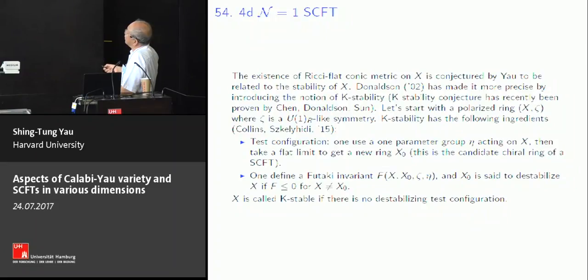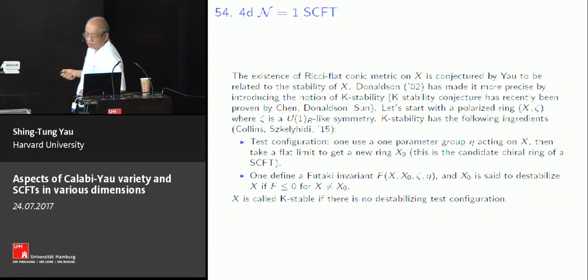Tristan Collins has been working with me in the last few years, so I learned from him about all this development. First of all, you take a test configuration. It's similar to the stability for vector bundles. You use a one-parameter family eta acting on X, then you take a flat limit to get a new ring, X0. So this will be a candidate chiral ring of a superconformal field theory. We define a Futaki invariant associated to this whole thing, and we say X is not stable if F is less than or equal to 0 for some X0.